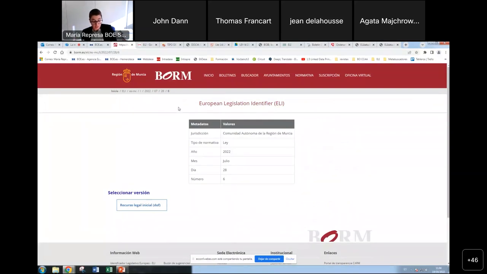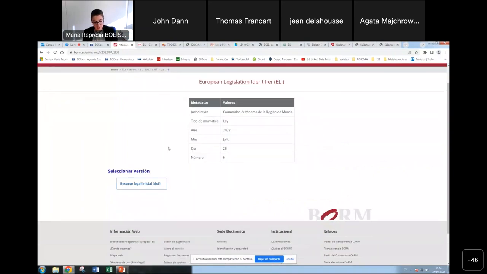As you can see, the potential of the alignment among the different legal information systems is huge in terms of referencing, linking, search, and reusing. So as you can see, we have jumped to the website of the Murcia Official Gazette, and here we can see the implementation carried out by this autonomous community on the Mediterranean coast.